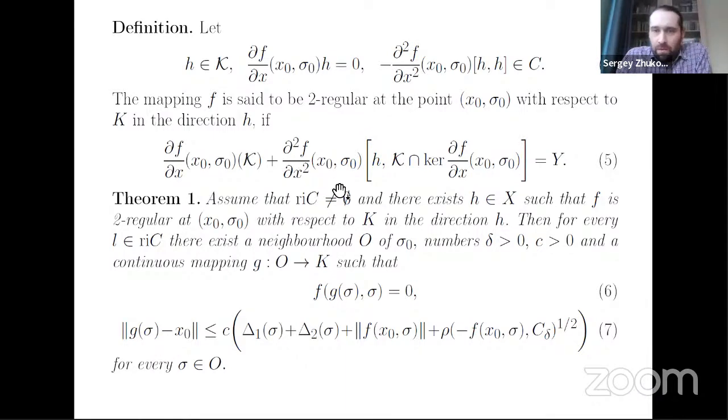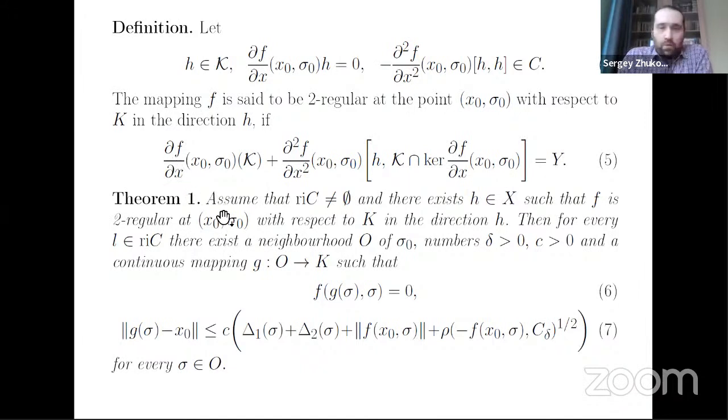Equality 5 means that the linear operator, which consists of two parts, this is the first derivative, and this part is the second derivative, a quadratic mapping, for which the first argument is fixed, it is H. And it is written here that the image of this linear operator is the entire space Y.